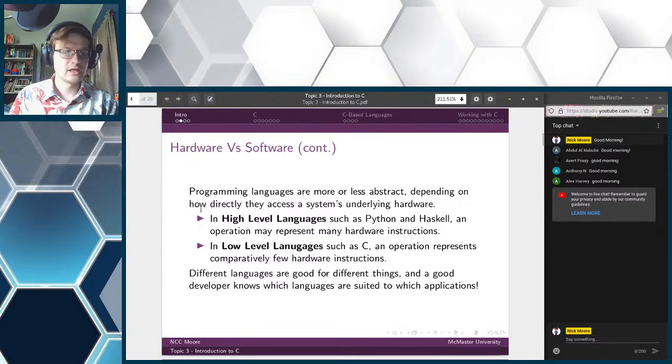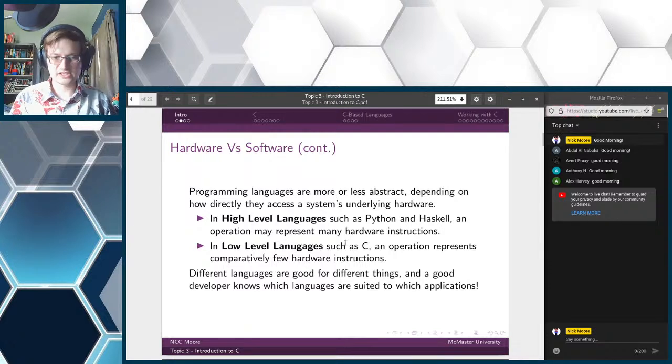Programming languages are more or less abstract depending on how directly they access a system's underlying hardware. In high-level languages, such as Python and Haskell, an operation may represent many hardware instructions. You can think of that especially in terms of functional languages like Haskell. How would you implement one function in Haskell as a series of CPU operations? You don't. You just think in Haskell.